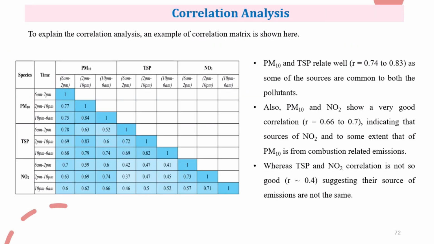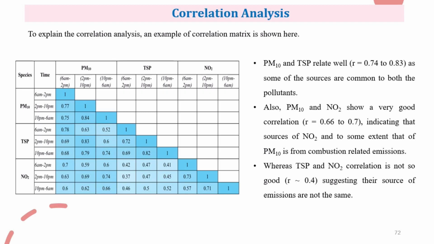Correlation analysis helps in understanding the linear relationship between pollutants across different time intervals. In this analysis, we examine the correlation between PM10, TSP, total suspended particulates, and NO2 over 3 time slots. First, 6 am to 2 pm, second, 2 pm to 10 pm, and the last, 10 pm to 6 am.